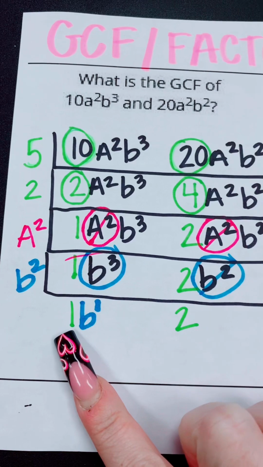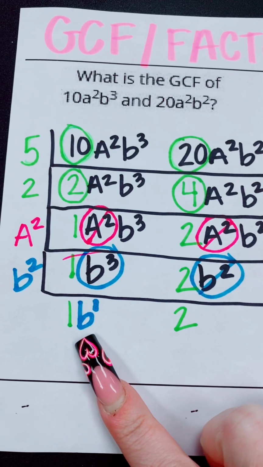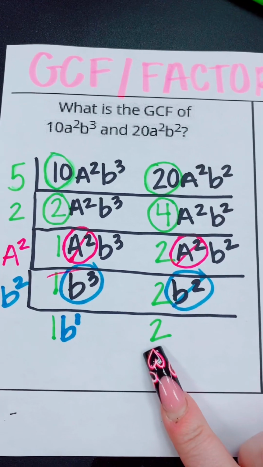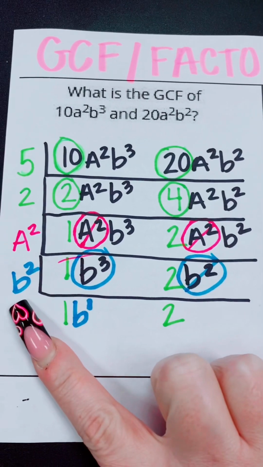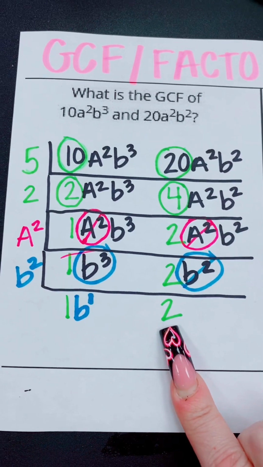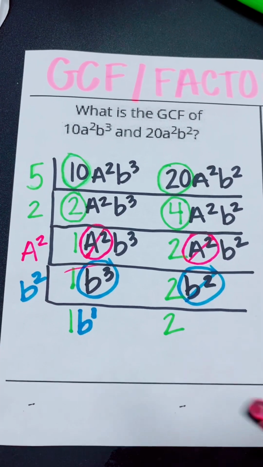I have my number from before, so I have b to the first, or just b when I go to simplify. Then here I bring down my number. 2 minus 2 is 0, so those b's will cancel, so I just have a 2 left here. Now it's time to find the GCF.